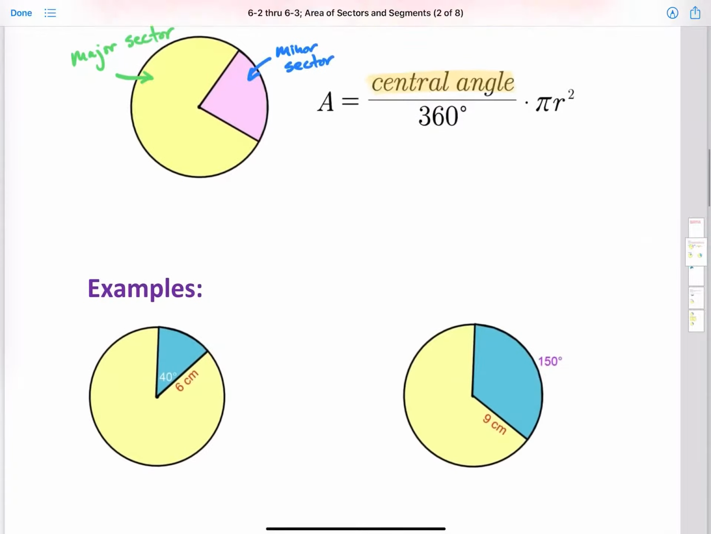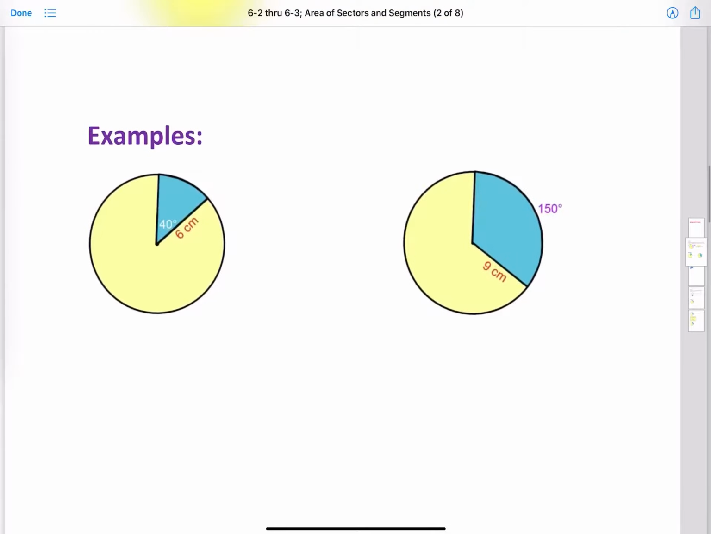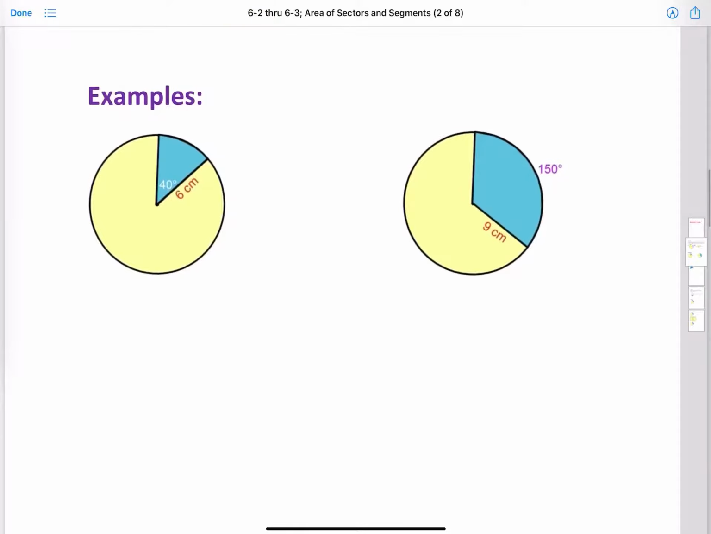If we take a look at our first example on the left, we're going to find the area of that sector in blue. In order to find it, we're going to take our formula, which is area is equal to the measure of our angle over 360, so that's the fraction of our circle, times the area of our circle, which is pi r squared.